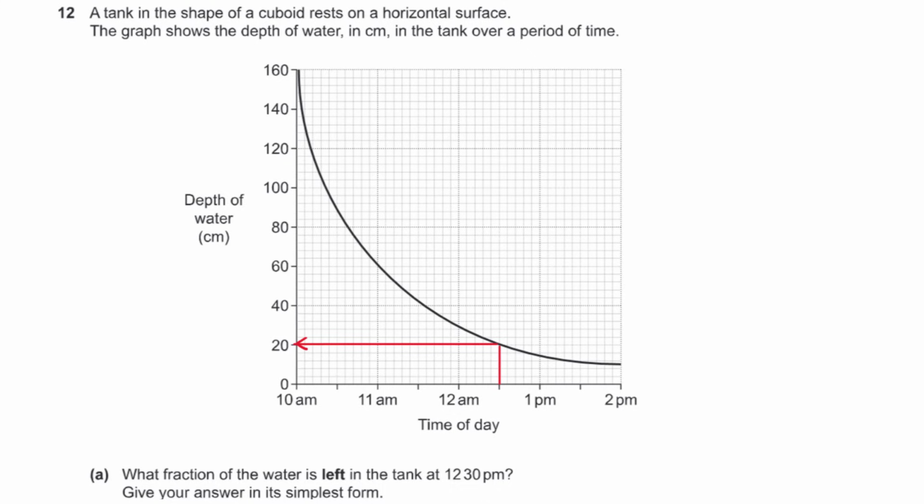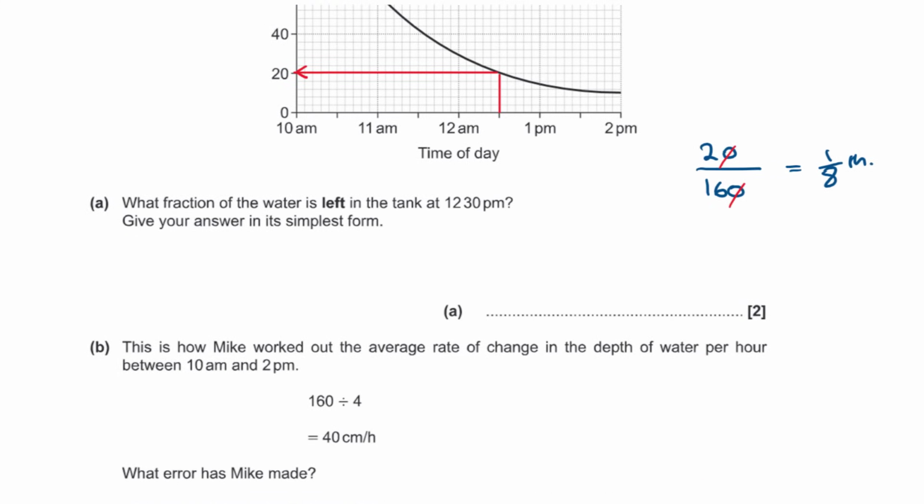What is that as a fraction then? So I've got 20 centimeters left. I did have 160 centimeters. So cancelling that fraction down, get rid of the zeros first. 2/16 is the same as 1/8, isn't it? So I've got 1/8 of the water left. Okay. So that is 1/8.